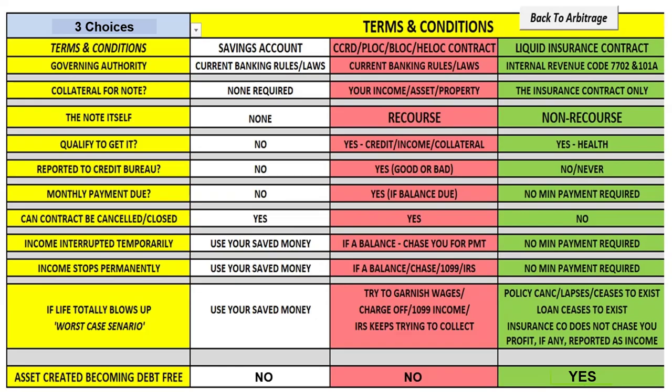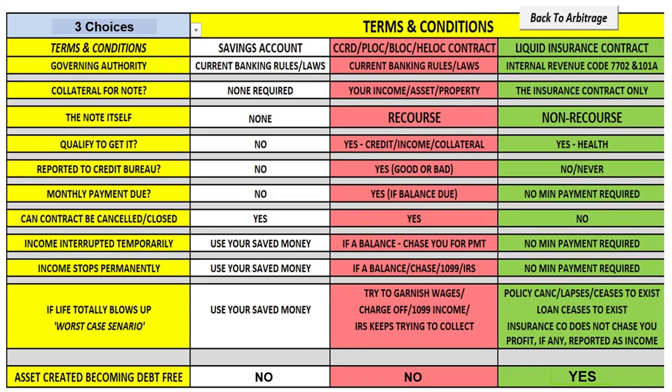Going back to the liquid insurance contract, it is non-recourse, and the policy is the collateral for the loans. So in the best case scenario, if you use this strategy and you get through it, then you have used both steps. Why? Because you are simultaneously using the same dollar to cancel debt and earn interest. So yes, you can create an asset from becoming debt-free using the liquid insurance contract as the offset. Worst case scenario, life totally blows up. Once again, the policy lapses, cancels, terminates, ceases to exist. There might be some profit in there, but no one's coming after you.